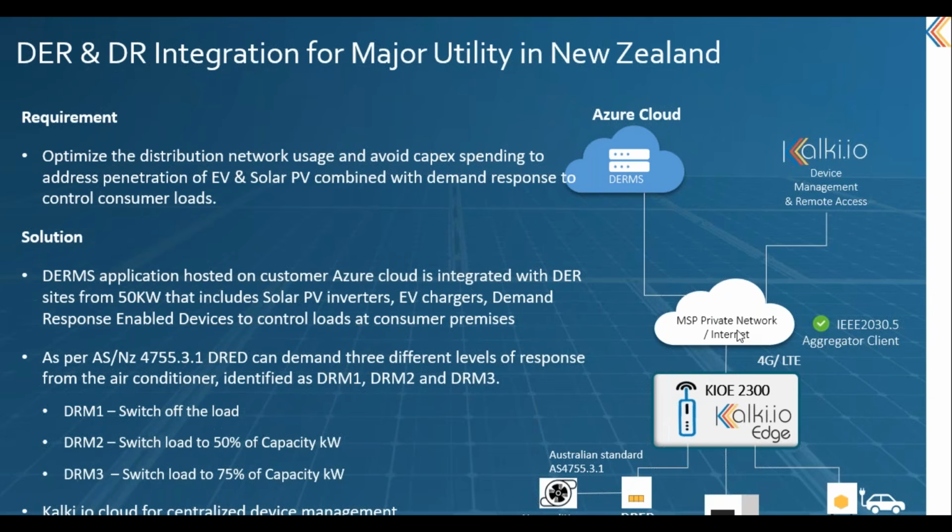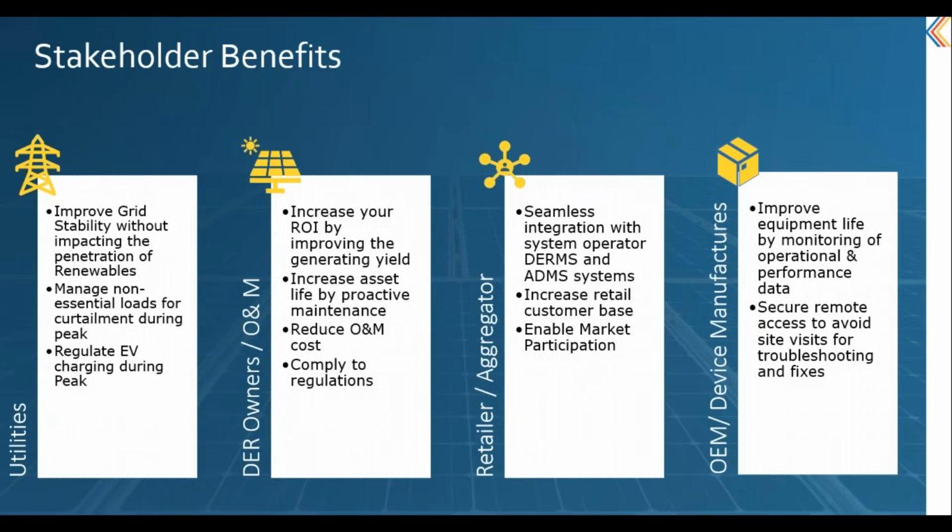So these are the two use case studies, and we can wind up by covering the benefits for the stakeholders. For utilities, this 2030.5 solution is used to improve the grid stability without impacting the penetration of renewables. It's also used for managing non-essential loads for curtailment during peak demand, and for regulating the EV charging stations during the peak demand period.